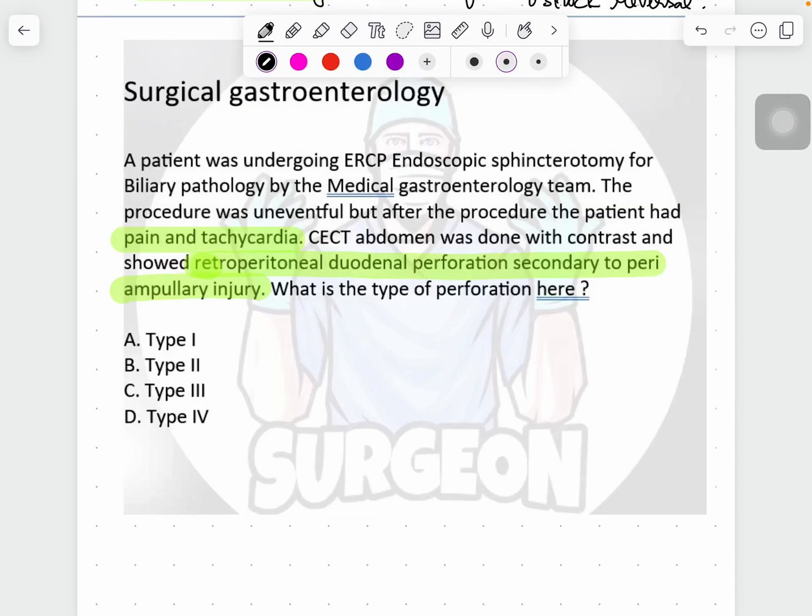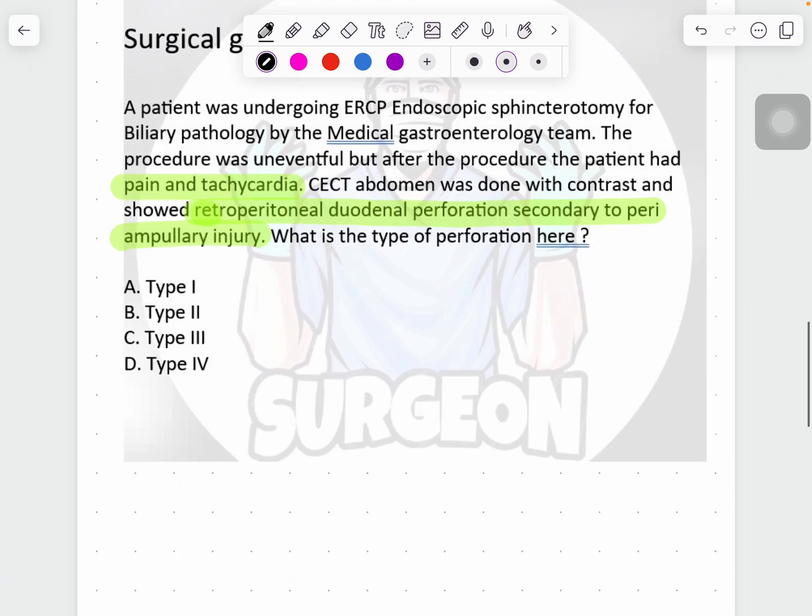Today we'll be discussing a very important module on small bowel perforations. So this question I have posted in my page: a patient was undergoing ERCP, endoscopic sphincterotomy for biliary pathology by the medical gastro team. The procedure was uneventful, and after the procedure the patient had pain and tachycardia. CECT abdomen was done with contrast and showed retroperitoneal duodenal perforation secondary to periampullary injury. What's the type of perforation here?